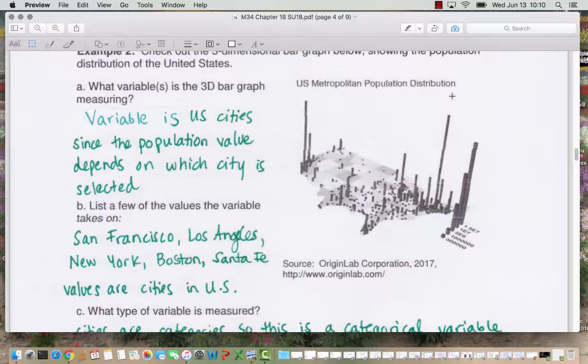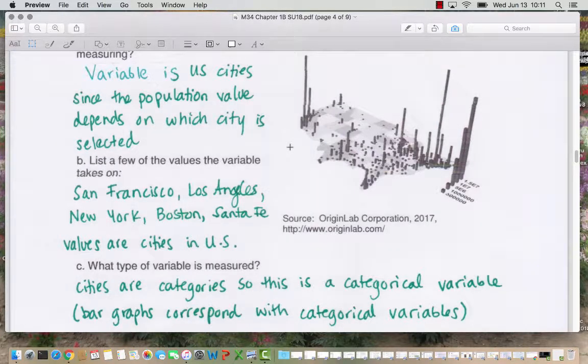If you're making your bar graph here, you'd think about the x-axis, this is 3D, but you think about the x-axis as representing the city names if you were going to shift to a 2D bar graph. So what are some of the values the variable takes on? Well, the different city names, right? We've got San Francisco, Los Angeles, New York, Boston, Santa Fe. The values are the cities in the U.S. And then the count is the population values. So the cities are categories. So this is what we think of as a categorical variable.